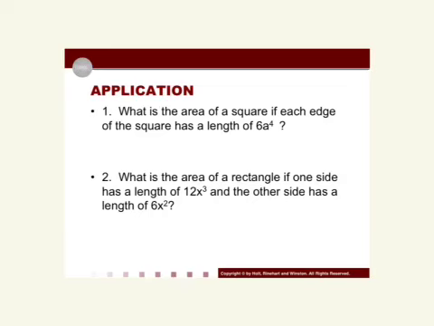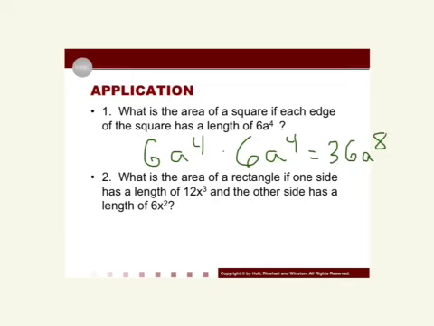Alright, let's go ahead and look at an application problem here. Application problem number 1 says, what is the area of a square if each edge of the square has a length of 6a to the fourth? Well, to find the area of a square, you take one side times the other side. So we'd have 6a to the fourth times 6a to the fourth, correct? Or in other words, you could do 6a to the fourth squared. So using our knowledge of the laws of exponents, 6 times 6 is 36. a to the fourth times a to the fourth would be a to the 8th.